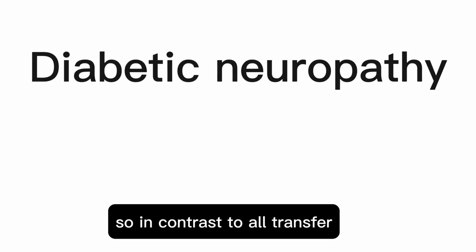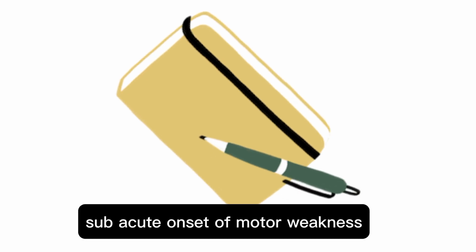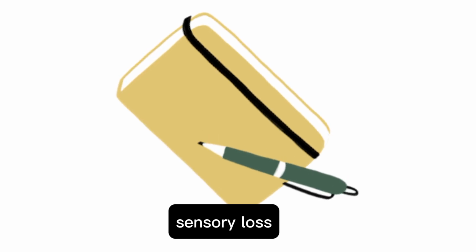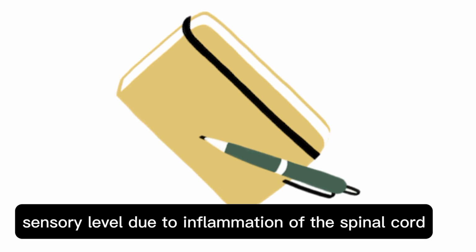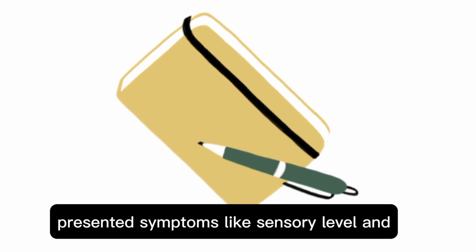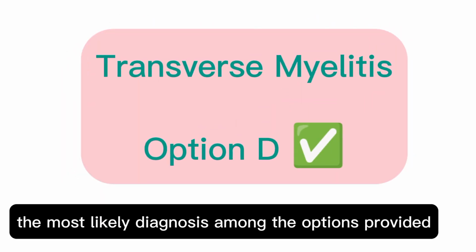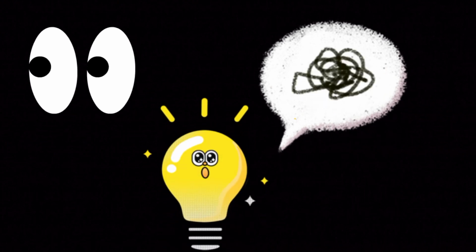In contrast to all, transverse myelitis typically presents with a sudden or subacute onset of motor weakness, sensory loss, and a clear sensory level due to inflammation of the spinal cord, often leading to urinary dysfunction. Given the symptoms presented, like sensory level and urinary incontinence, transverse myelitis is the most likely diagnosis among the options provided. If you want to understand transverse myelitis in simple words, then this part is for you.